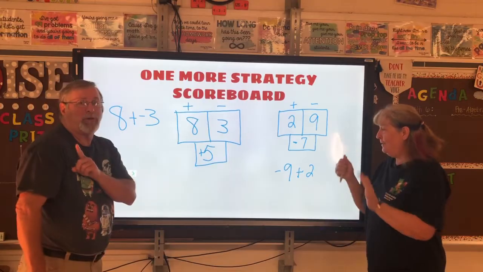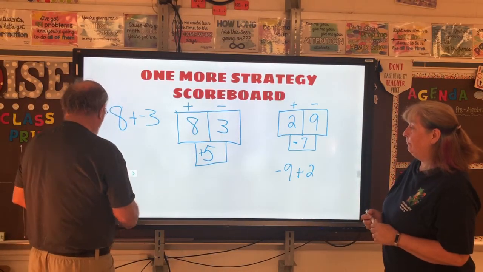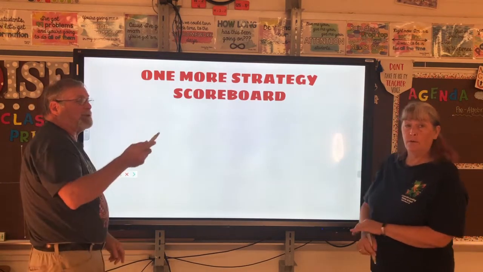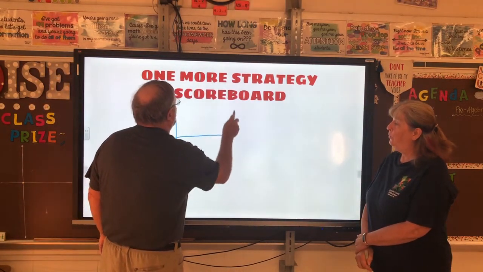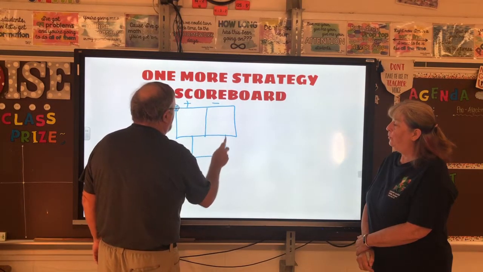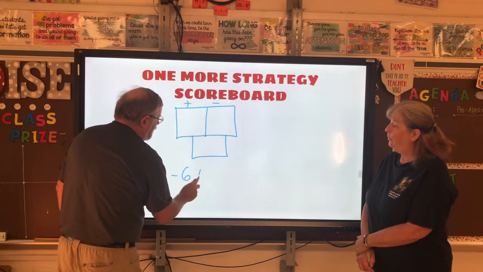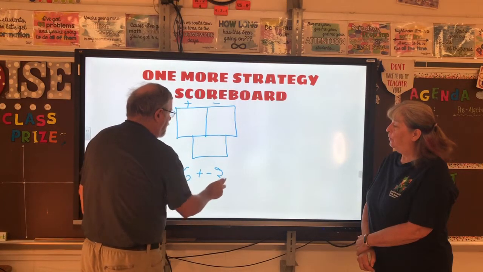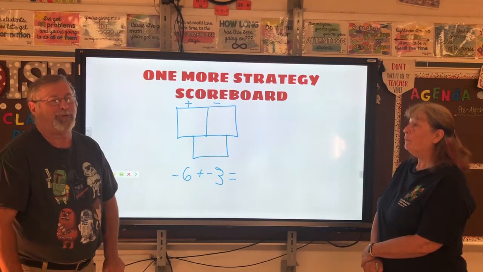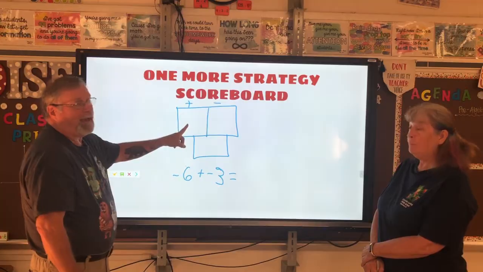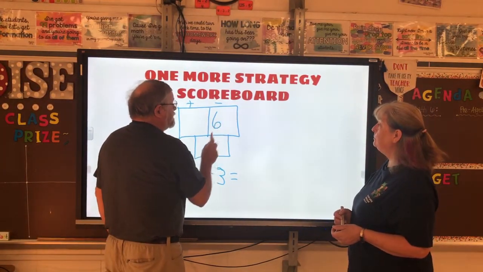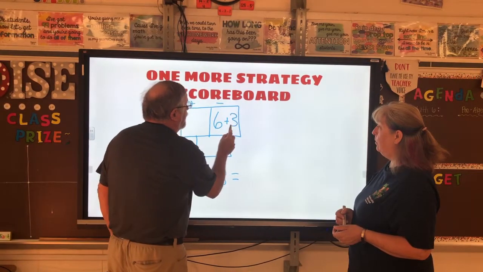Excellent. But let me show you something that's just a little different. Here's my scoreboard, here's my positives, here's my negatives, here's my winner. And now I have negative 6 plus negative 3. That threw me off for a second. So, do I have any positives? No, I don't have any. So what do I have here? I have 6 and I have 3.